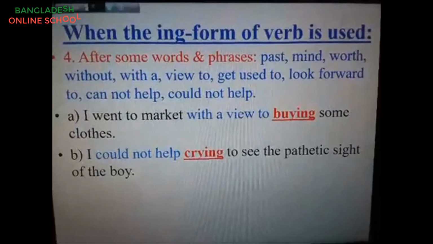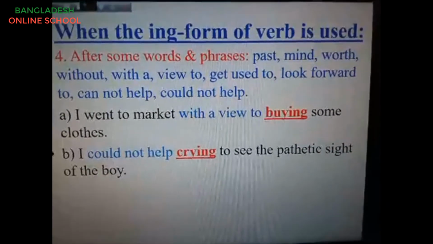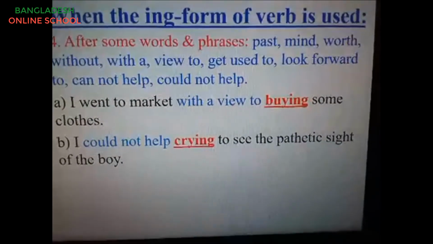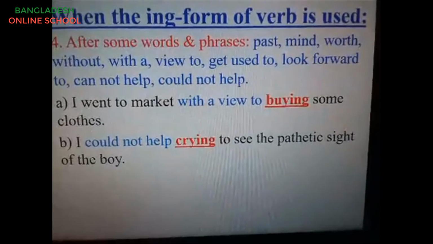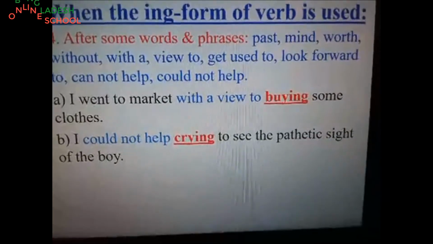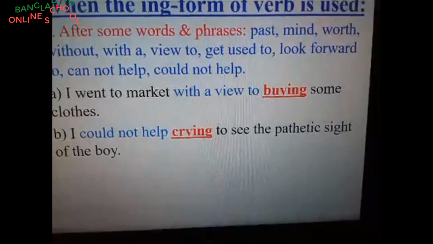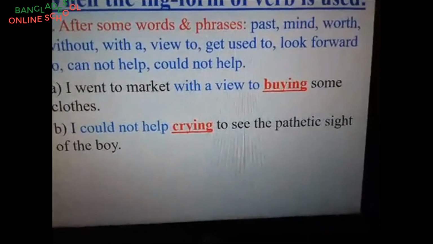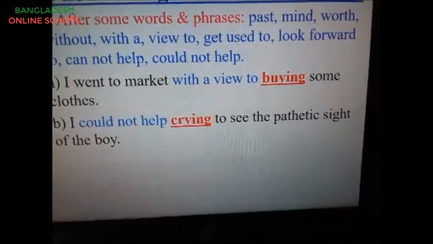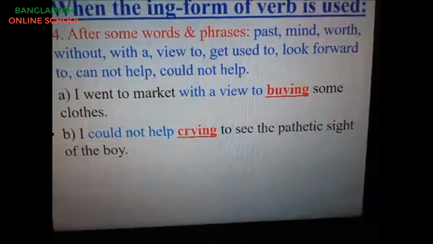And you see, I could not help crying to see the pathetic side of the boy. Here, could not help is a phrase. In Bangla, na korei parina: I could not help crying, অর্থাৎ আমি না কেঁদেই পারি নাই, to see the pathetic side of the boy, বালকটির মর্মান্তিক দৃশ্য দেখে. So after could not help, crying, the -ing form of the verb, is used. Okay, go to the next example.